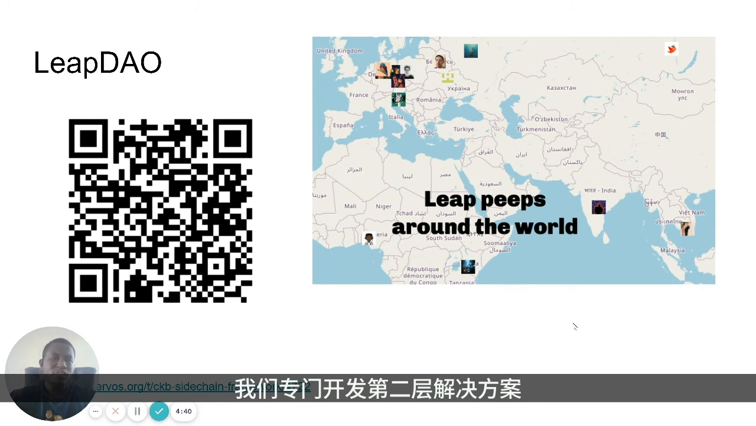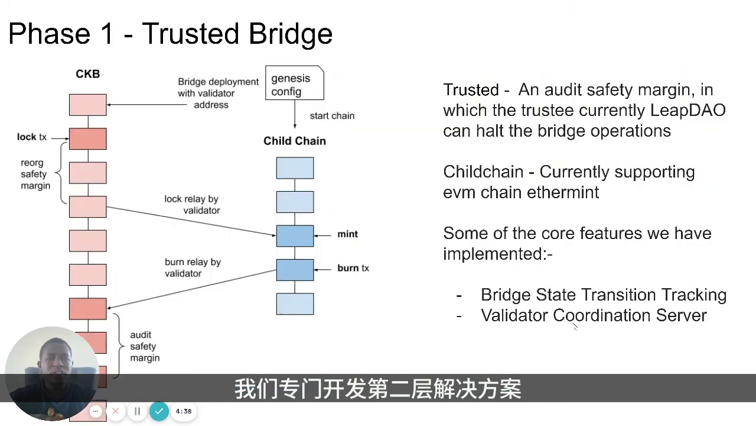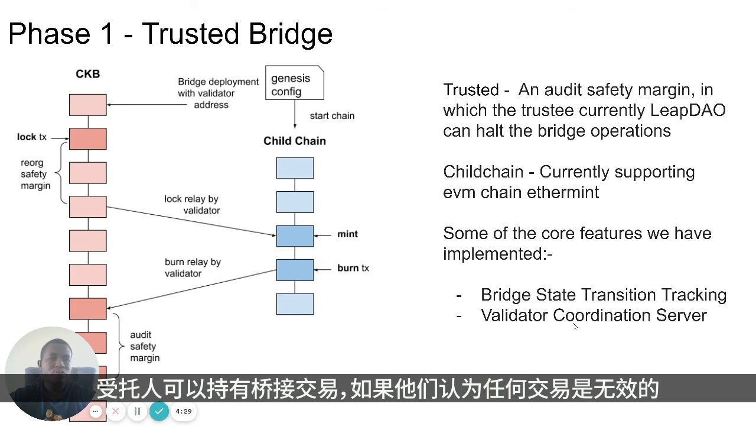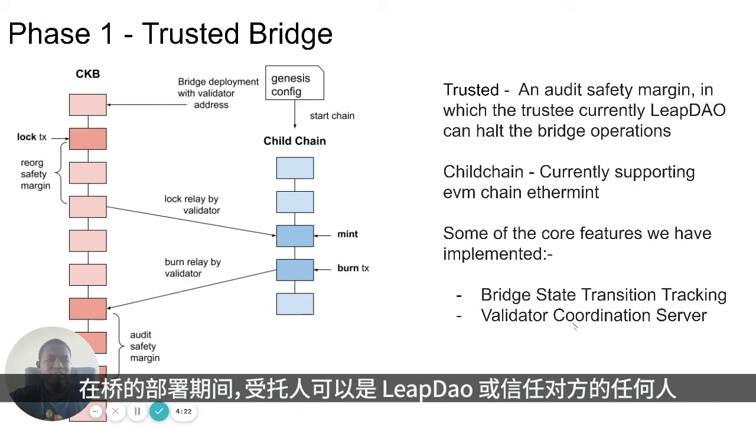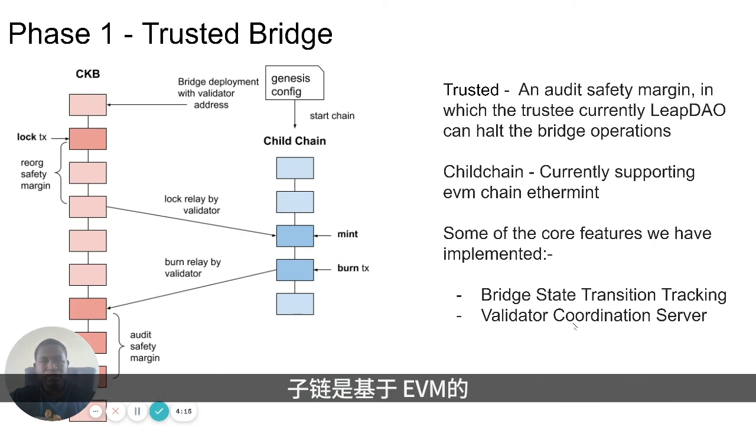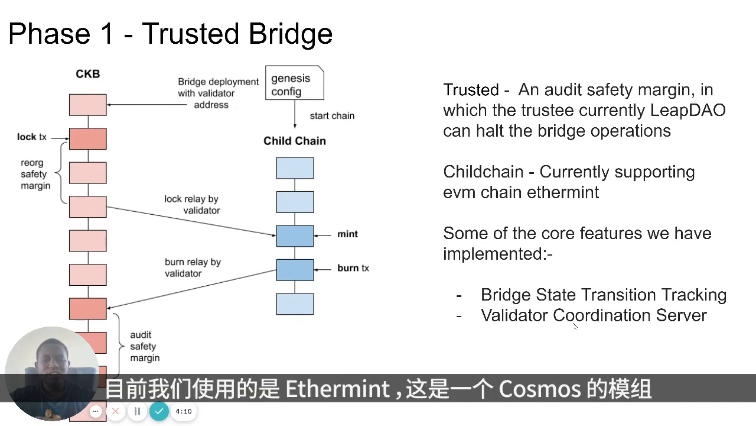So the first phase was to build a trusted bridge, whereby the trust will come from an audit safety margin, where a trustee could hold the bridge transactions if they deemed any of the transactions to be invalid. The trustee can be anyone, either Leap Dao or a trusted third party during the deployment of the bridge. So the child chain is EVM based, and currently we are using the project Ethermint, which is a Cosmos module.